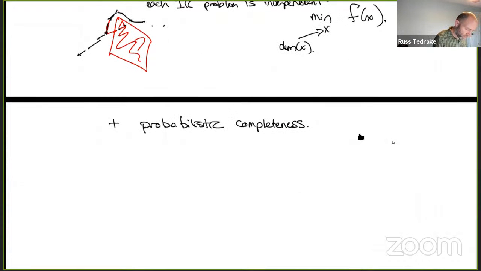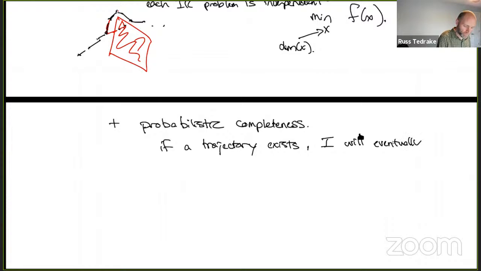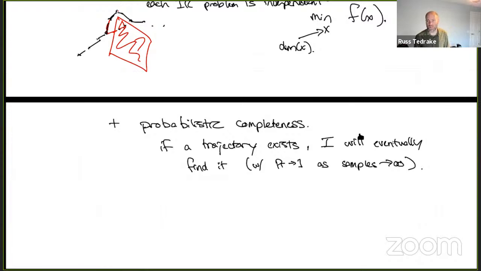Okay, so if a trajectory exists, a path exists that satisfies my constraints, I will eventually find it, with probability 1, as the number of samples goes to infinity. So you could argue that that's a weak thing to say, and actually simple algorithms that don't work well can have that property, but it's super nice to know that if I run this longer, it's going to solve even very hard problems.